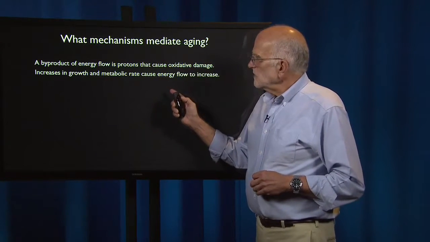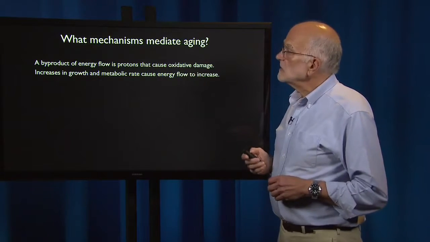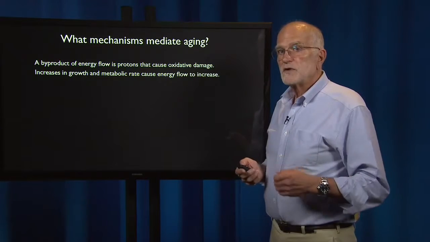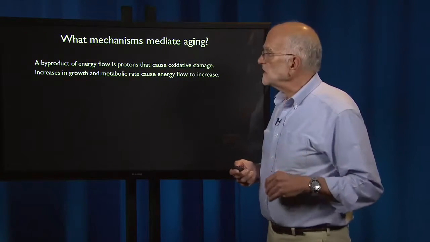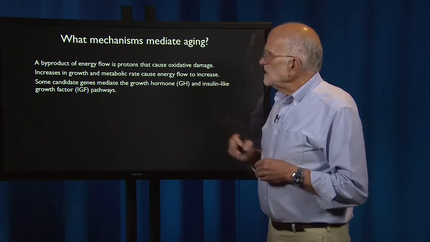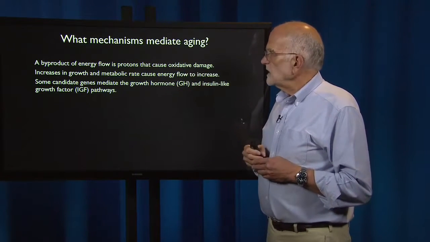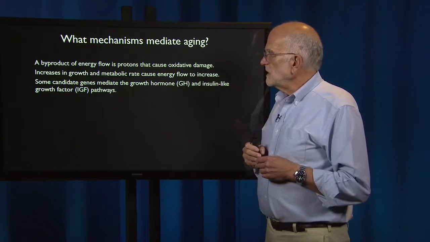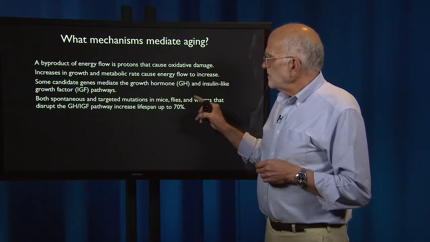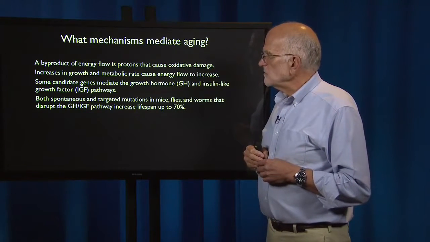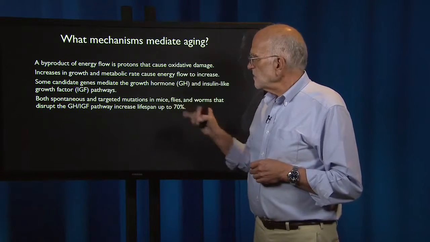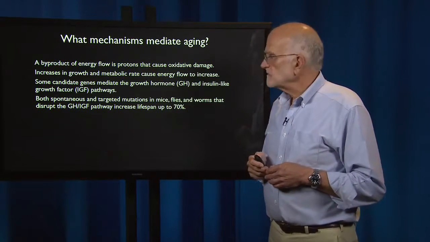Increases in growth and metabolic rate cause energy flow to increase. So things that grow more rapidly and are eating more are also producing more proton leakage and causing more cellular damage. Some candidate genes that mediate this kind of response are growth hormone and the insulin-like growth factor. And mutations in these pathways have been investigated in mice, flies, and worms. And some of those mutations increase lifespan in these model organisms up to 70%.